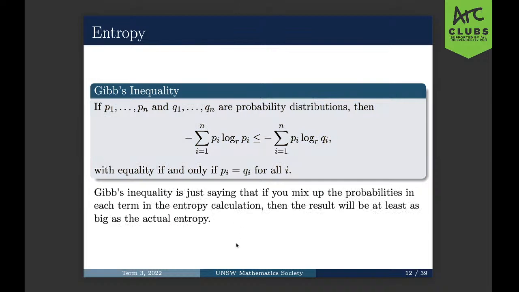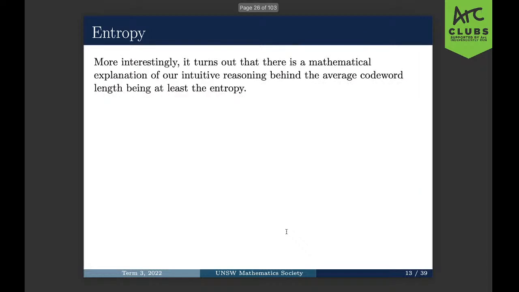And yeah, Gibbs inequality is really just a fancy way of saying that if you mix up the probabilities in each term in the entropy calculation, then the result is at least as big as the actual entropy. I don't see this inequality that often in the course, so probably don't need to know that much about it. But famous last words, maybe.